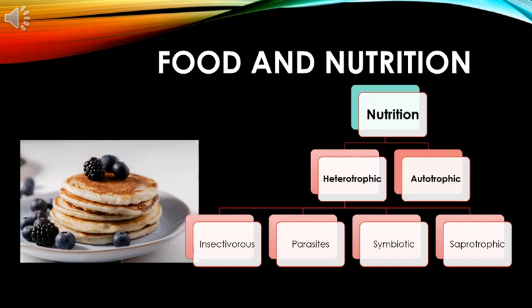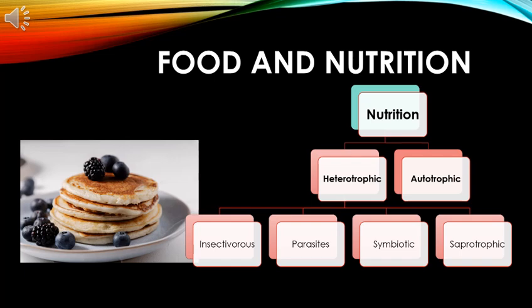Let's start with food. Food is a substance or anything that nourishes the body. It contains various nutrients like carbohydrate, fat, protein, vitamins and minerals that provide us energy to work and play or do any work of our daily lives.